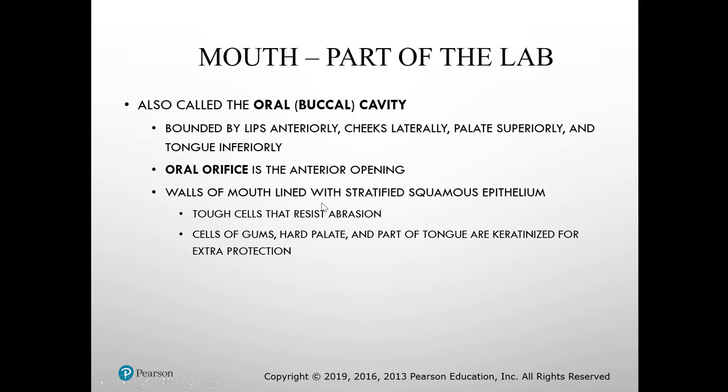The walls of the mouth are lined with stratified squamous epithelium. So your inner cheek cells are stratified squamous epithelium. Now, they are made of tough cells that would resist abrasion because they're made up of several layers. They're stratified. The cells of the gums, the hard palate, and part of the tongue are keratinized for extra protection.